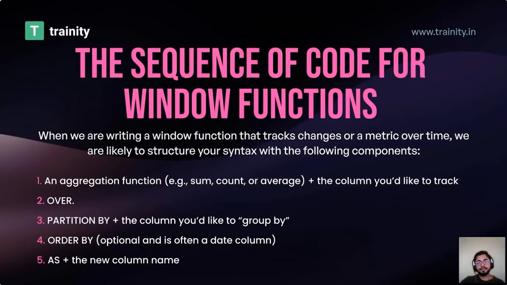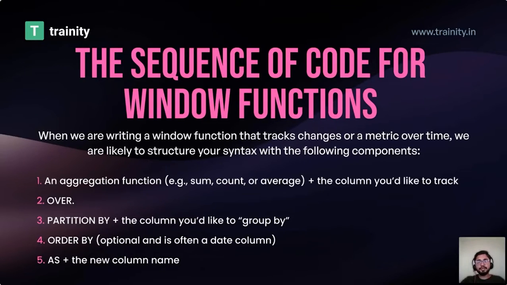So here, the sequence of code for window functions is defined as follows. When you write any window function expression, here we are talking about a specific expression. You start off with an aggregation function. This aggregation function could be a sum, count, or average, plus the column you'd like to track. So inside the sum, which column do you want to calculate the sum of?